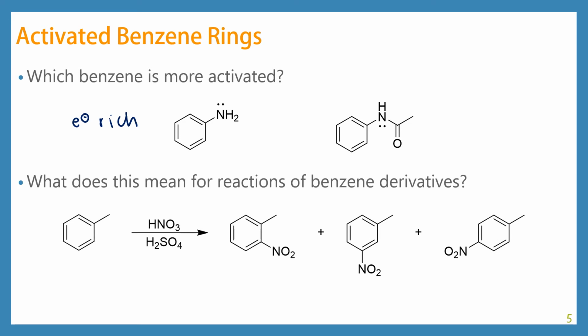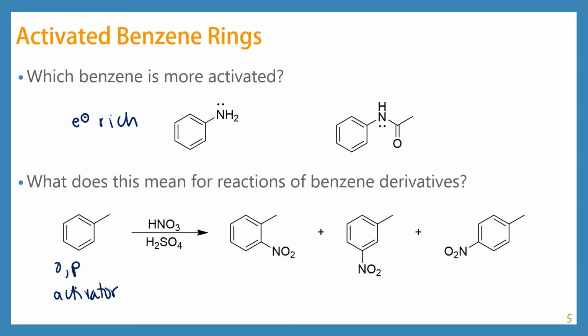Another type of ortho-para director is an alkyl or aryl group. So remember, aryl means a benzene ring, something aromatic, and alkyl just means an alkane. In this example, we have toluene, which has a CH3 group. This is an alkyl substitution. This is an ortho-para director and also an activator.